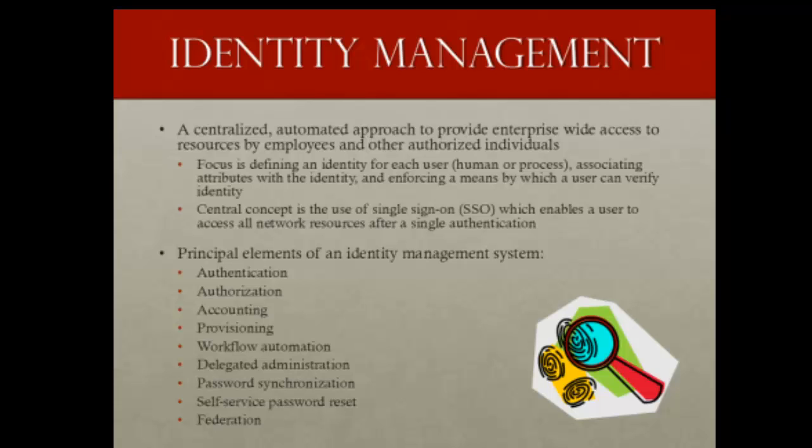The following are principal elements of an identity management system. Authentication, confirmation that a user corresponds to the username provided. Authorization, granting access to specific services and/or resources based on the authentication. Accounting, a process for logging access and authorization.